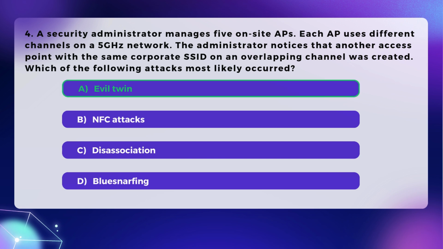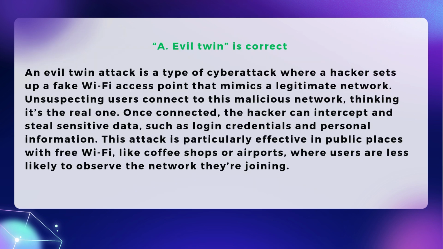The correct answer is A. Evil twin. An evil twin attack is a type of cyber attack where a hacker sets up a fake Wi-Fi access point that mimics a legitimate network. Unsuspecting users connect to this malicious network, thinking it's the real one. Once connected, the hacker can intercept and steal sensitive data, such as login credentials and personal information. This attack is particularly effective in public places with free Wi-Fi, like coffee shops or airports, where users are less likely to observe the network they're joining.